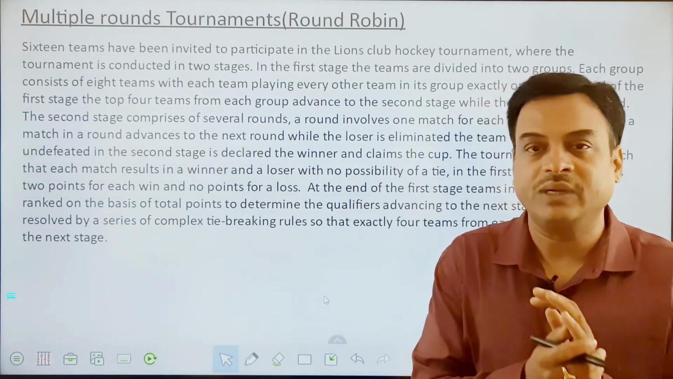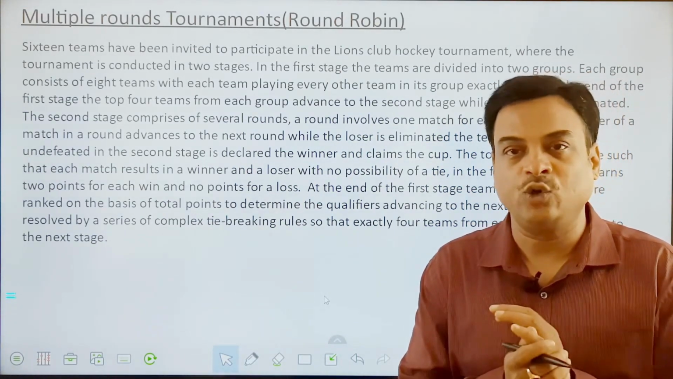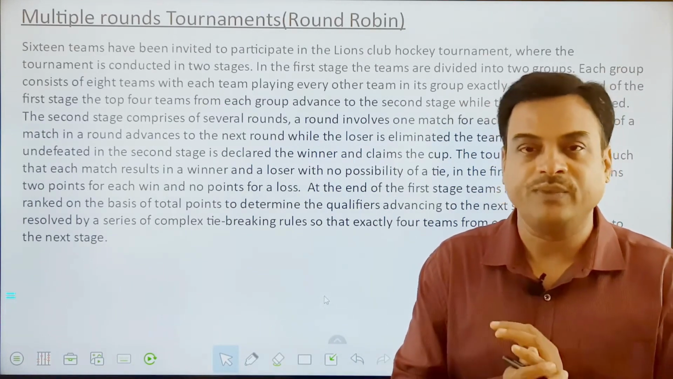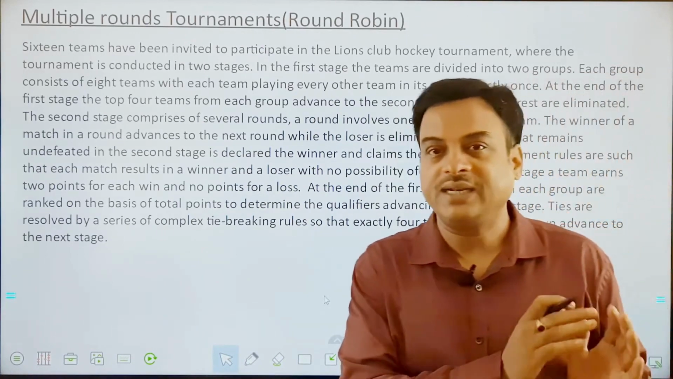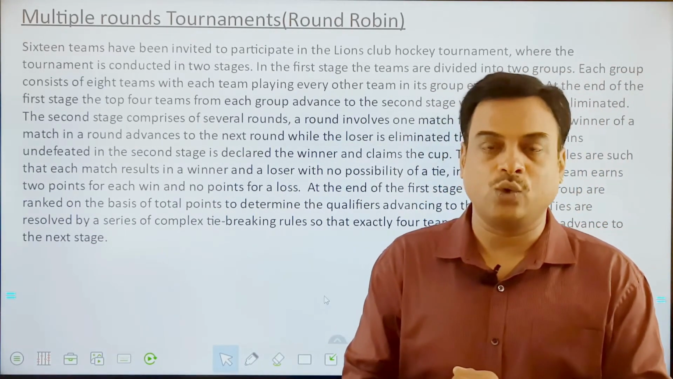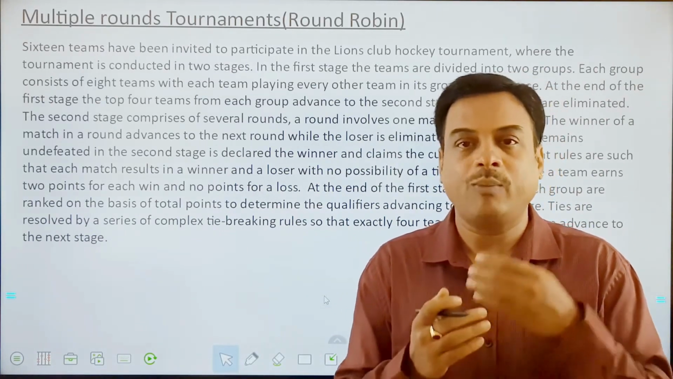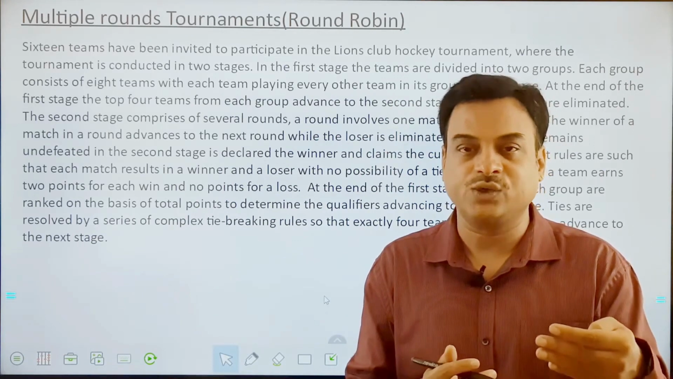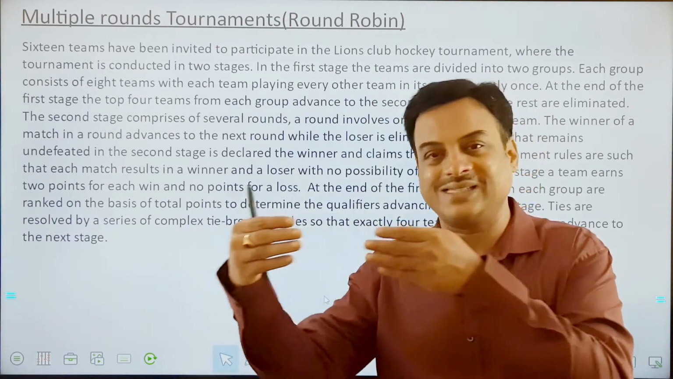Now there will be certain points. If you win a match, there will be 2 points. If you lose a match, there will be 0, and there is no tie. There is no match which is going to end up as a tie. Now on the basis of the points scored while playing among themselves, the top 4 teams of the first group and the top 4 teams of the second group will be selected for the next round.